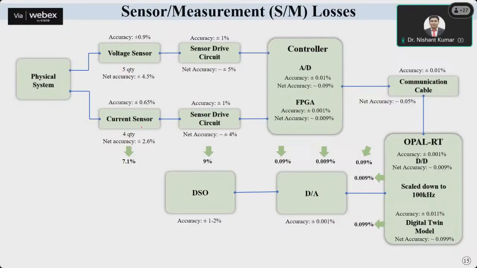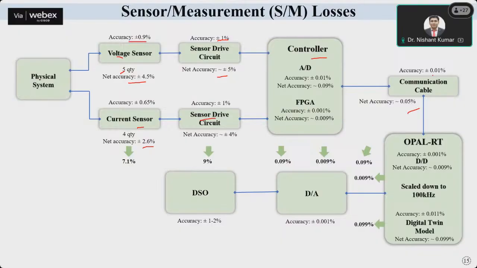For example, if we are using a voltage sensor, how many voltage sensors are we using? What is the net accuracy of that? If this is 0.9%, the net accuracy is 0.5%. Then this voltage sensor is placed on a voltage sensor driver circuit, and driver circuits have an additional 1% accuracy. So here it is a plus 5%, like that. Again, the current sensor, 4 current sensors we are using, what is the accuracy? Then the current sensor driver circuit, and this is the controller side. The controller has an FPGA board and all that. So what is the accuracy?